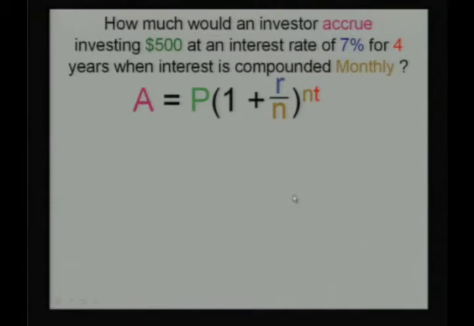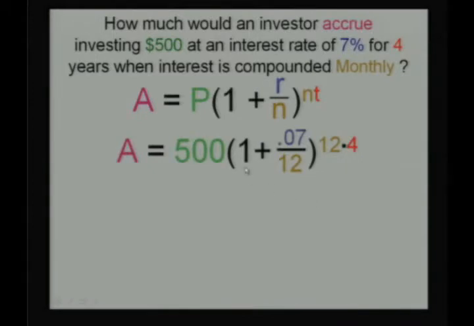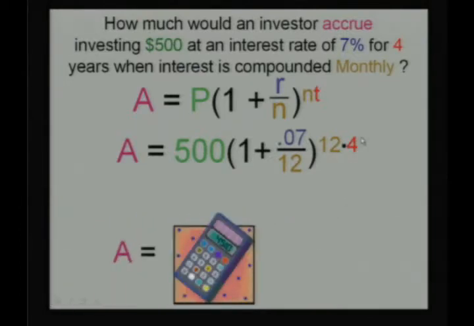For instance, we might ask you on the exam, how much would an investor accrue? How much would they have at the end after investing $500 at an interest rate of 7% for 4 years when you compound it monthly? Okay? Well, let's see. Note that we put in 500 for the principal. 12 came from the idea that it was compounded monthly. That means N is going to be 12. The 0.07 is the interest rate, 7%, written as a decimal. And the duration in time is 4 years. And you can actually put that into your calculator. Good old calculator. Don't forget that for the exam.